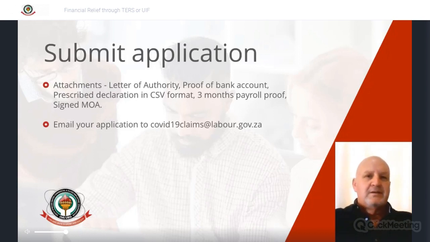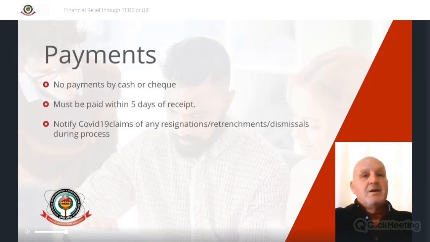Expected period before you can receive payment would be around 30 days. So if you have not received this payment into your account within 30 days, you may then query with the TERS benefit fund. Once you've received your money, you will then pay your employees, and it must be paid within 5 days of receipt of this money into your account. No payments by cash or check may be made to the employees. It must be paid into the employee's account.